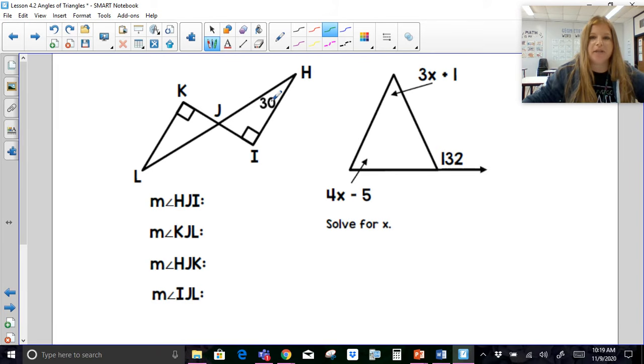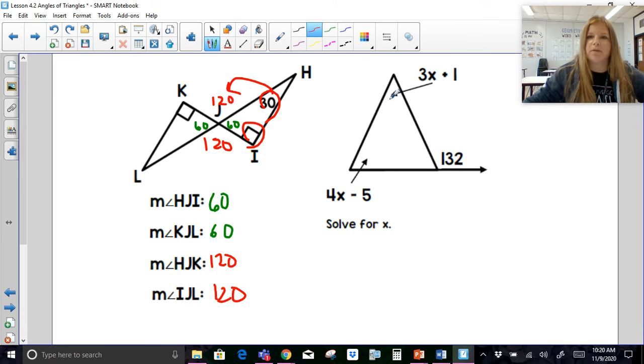Next one, HJI. So I'm given a 30-degree angle. This is 90, so I know that this one has to then be 60, because that adds up to 180. Then HJL is also 60 because those are vertical. HJK, this exterior angle would have to be 120. And there's two ways to think about it. It's a linear pair with 60, or 90 plus 30 gets me that 120. And then IJL, it's vertical to the 120, so it's also 120.